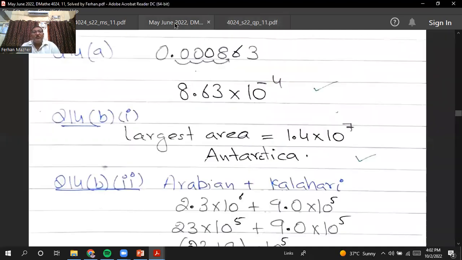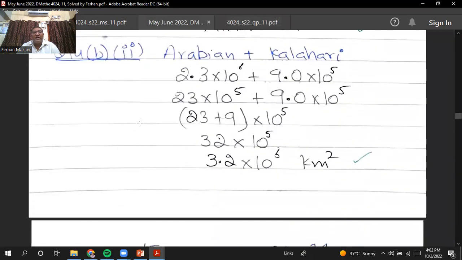So we will add them because this is paper 2. So with the trick, I will add them. 2.3 × 10^6 plus 9.0 × 10^5. I will give 10 to this number, it will become 23. Or you can say I move the decimal to this side. So 23 × 10^5 plus 9 × 10^5. So I made these two the same, so I will take them common. In the bracket, you will have 23 plus 9, times 10^5. So it will become 32 × 10^5.